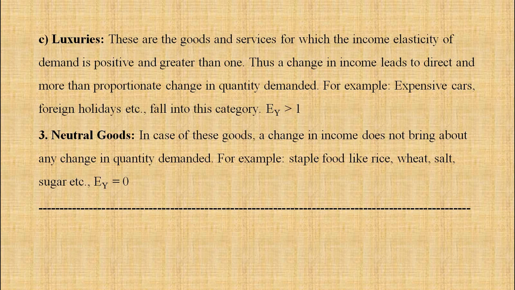Neutral goods. In case of these goods, a change in income does not bring about any change in quantity demanded. For example, staple food like rice, wheat, salt, sugar, etc. So, income elasticity is equal to 0.